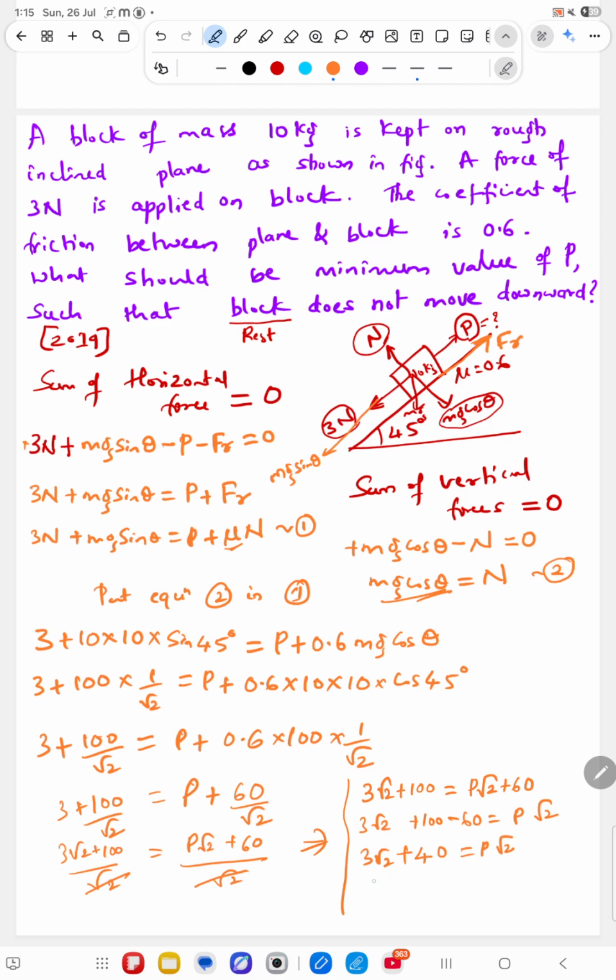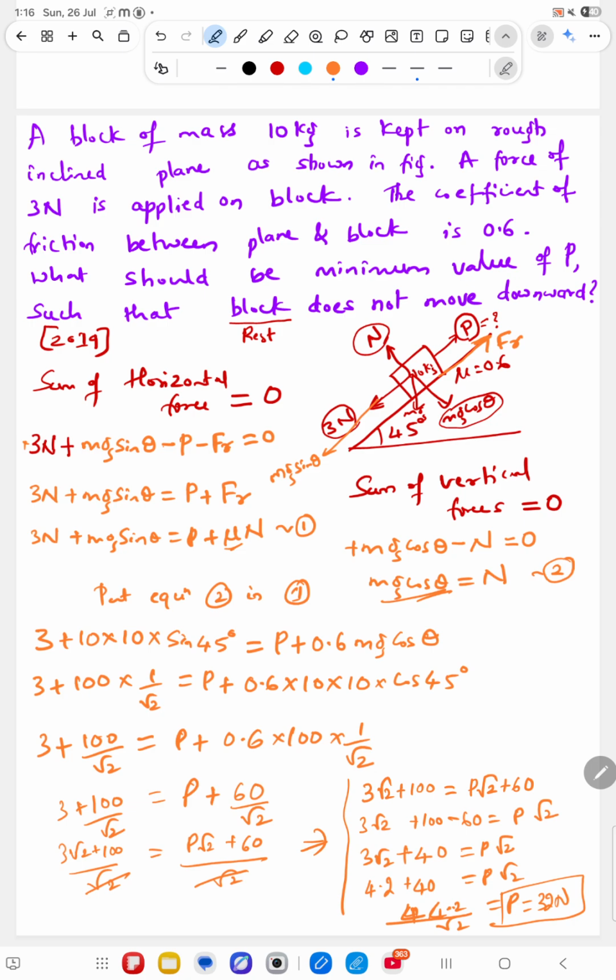Now P is equal to, this is 1.4, is 4.2, and this is 40, P root 2. This becomes 44.2 divided by root 2. P is equal to, so this is approximately 31.28, or I will take it as 32 Newton.